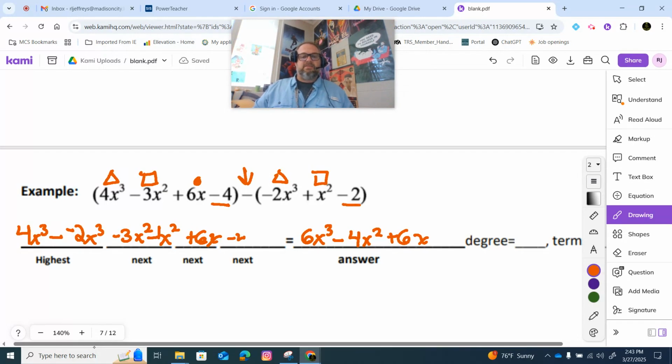Then they have negative 4 minus negative 2. Well, minus a negative is plus a positive. So plus 2. All right.